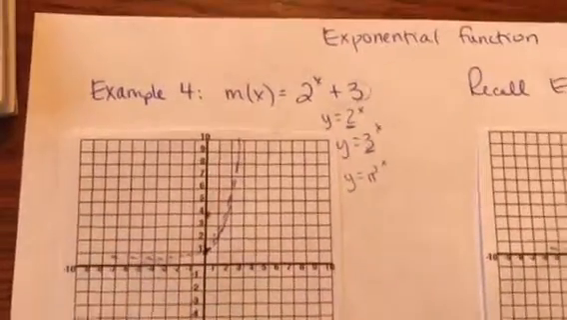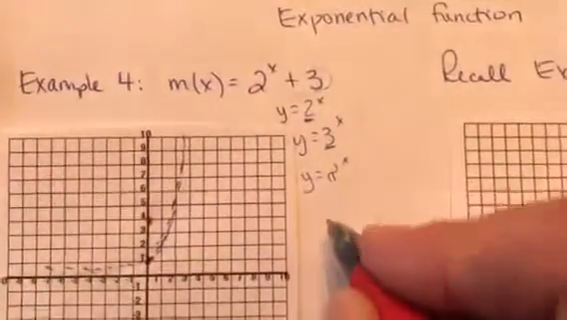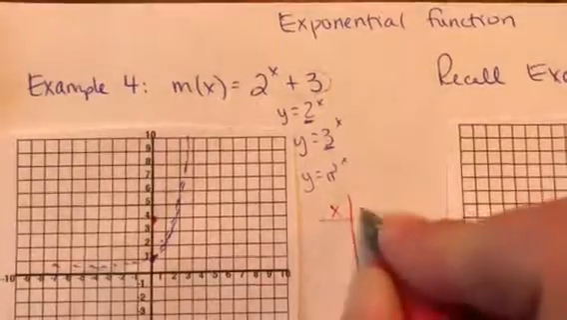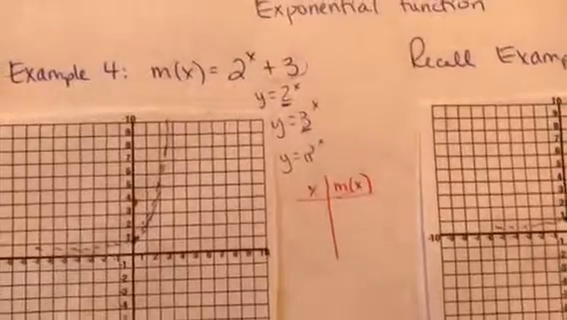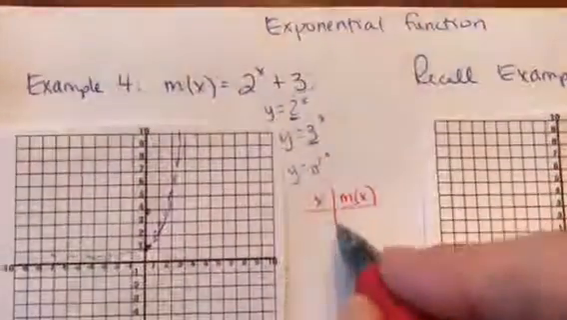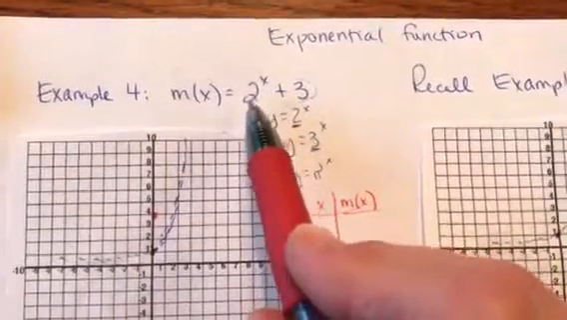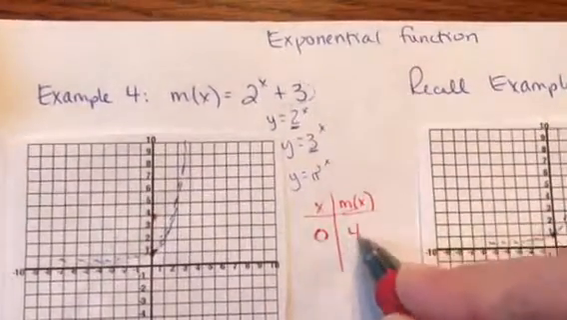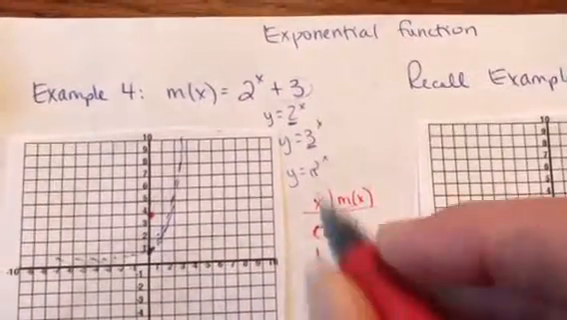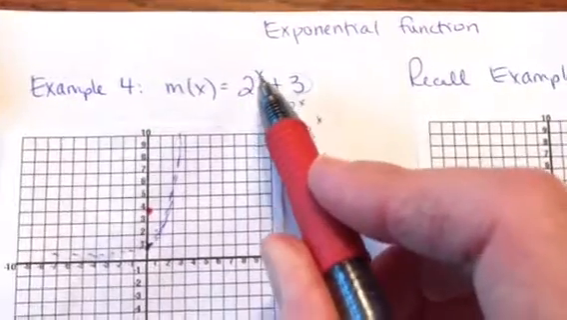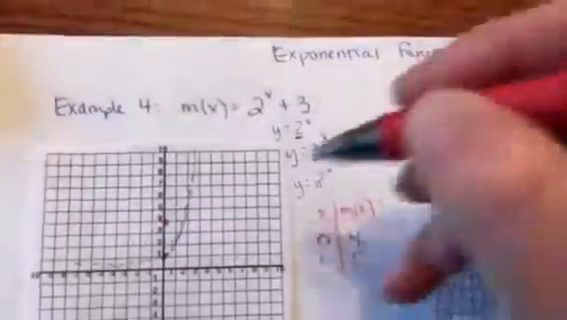But let me plot just a few points and show you I'm not lying. Over here I'm going to make a little t-chart, and we're going to plug this in. Instead of a y, I'm going to write m of x right here. Here's my favorite point to always plug in. Remember, 2 to the 0 is 1. 1 plus 3 is 4. So there's my first point, 0, 4. And look, I knew that anyway. Okay, let's plug in 1. If I plug in a 1, I get 2. 2 plus 3 is 5. So I have that point right there, 1, 5.